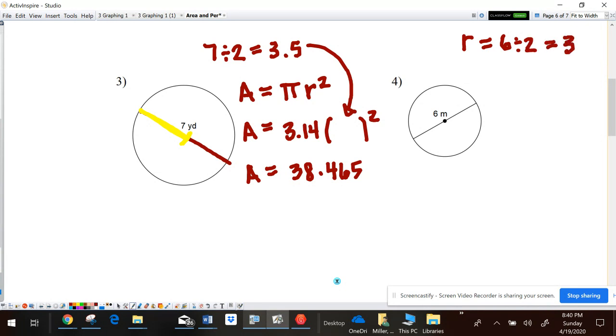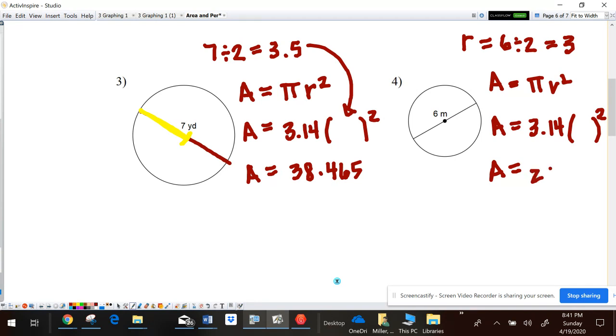So now we need to plug it into our formula. Area equals pi r squared. So area equals 3.14. I want you to put your radius in there and square it and tell me the answer for the area of this circle. And that would be 28.26 meters squared.